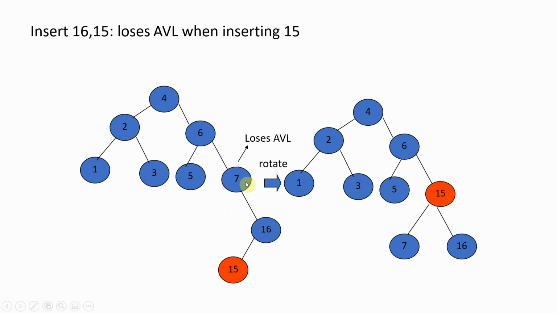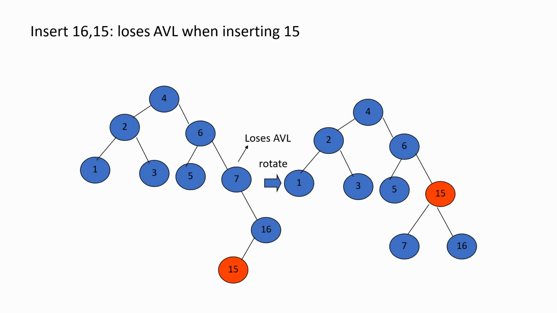So this node loses its AVL property. Which case is this? You can see that from the pivot, we have to go one right and one left to get to the newly inserted node. Or the newly inserted node is on the left subtree of the right child of the pivot, right? So this is a right-left case.